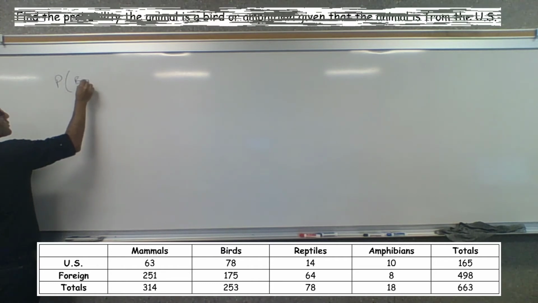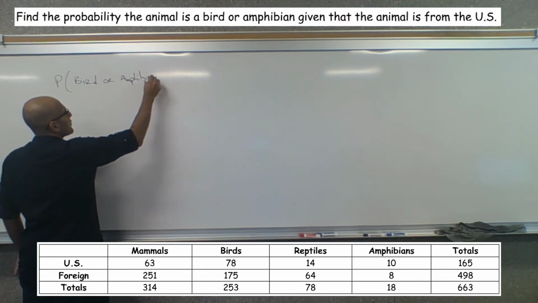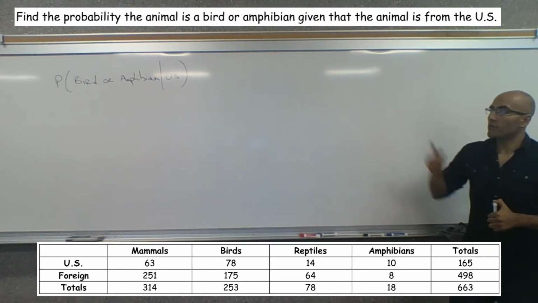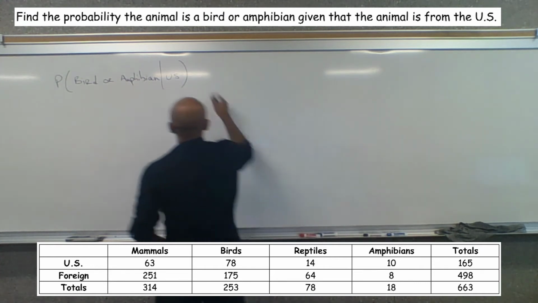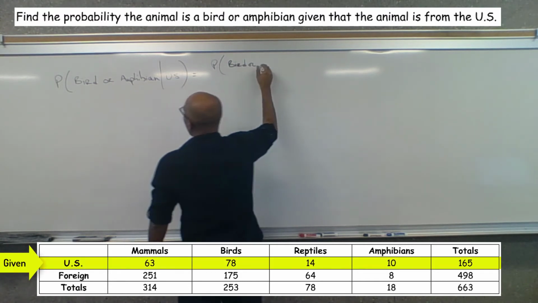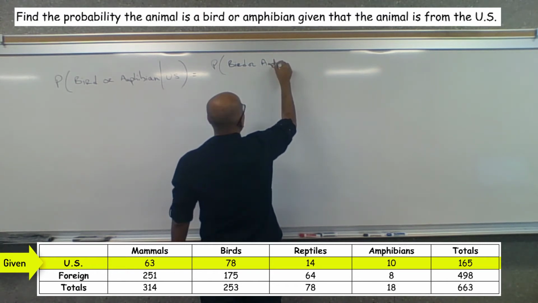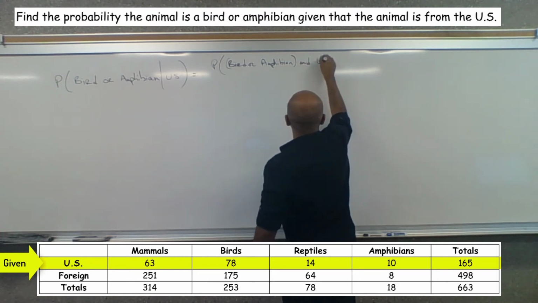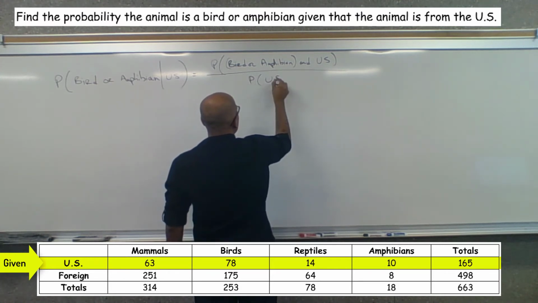So what is the probability that it's a bird or amphibian given it's from the US? Probability that it's a bird or amphibian given that it's from the US. So now we can jump to the probability of bird or amphibian divided by the probability that it's from the US. So this is going to be equal to the probability of bird or amphibian as a little unit, and also from the US, divided by the probability that it's just from the US.